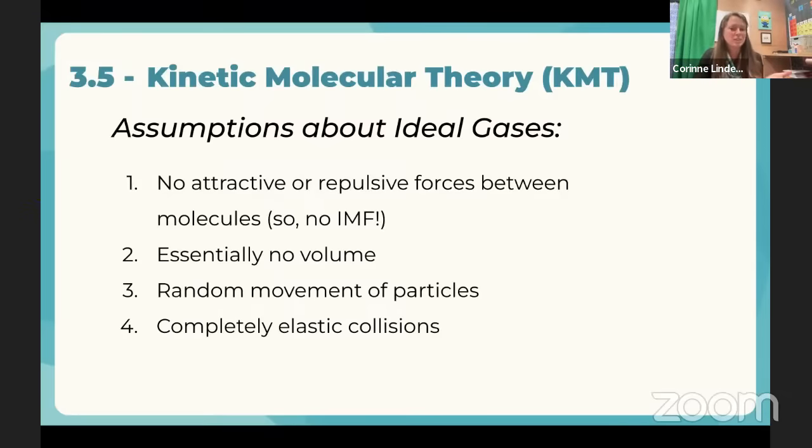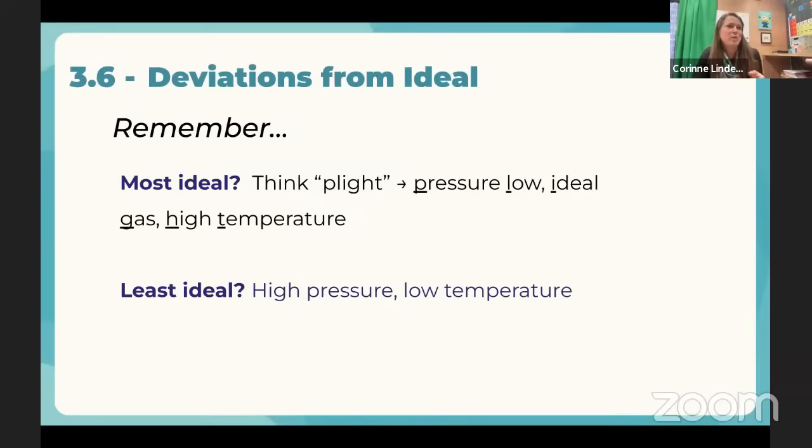So the question is, how do I know when something is not going to act like an ideal gas? The easiest way to remember this is PLIGHT. Think low pressure, low ideal gas, high temperature. This is when it's going to behave most ideally: at low pressures and high temperatures. So when is it going to deviate most, right? Least ideal, the opposite: high pressure, low temperature. So just think ideal, PLIGHT: pressure low, ideal gas, high temperature.